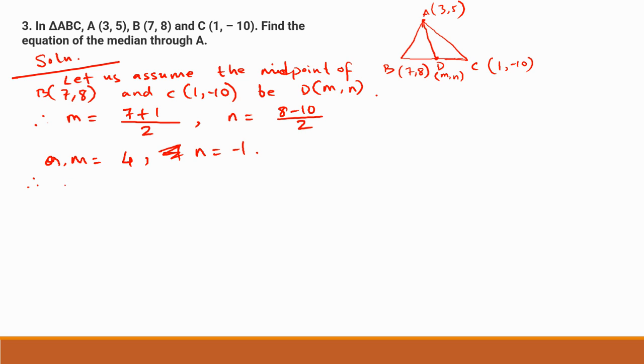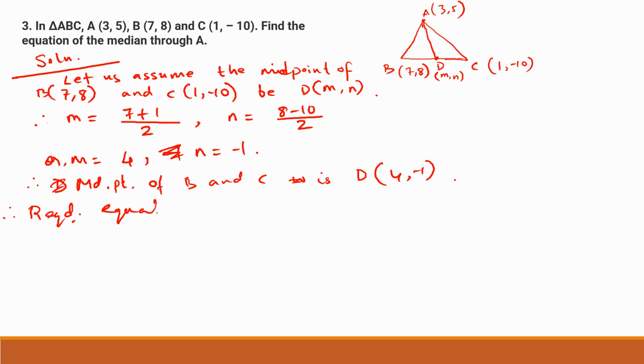Therefore D, the midpoint of B and C, is (4, -1). So first you got this. Okay, now the equation of the median through A. Now you have to find the required equation. Therefore the required equation of the median through A.